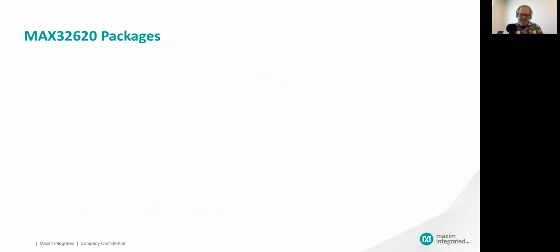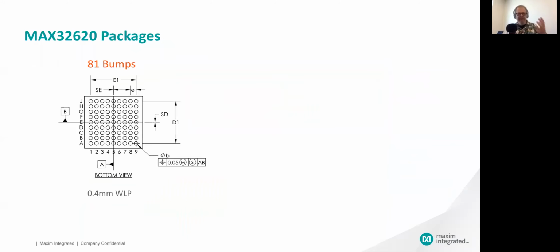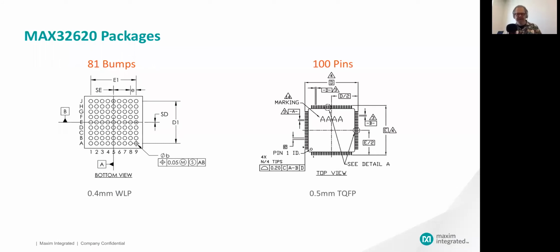Let's look at the outside. You can get this in 2 packages. One is for production use, we have a 4 by 4 millimeter WLP package. It's a 0.4 millimeter bump pitch. And if space is not an issue, then we have a 100-pin TQFP. Even though the WLP looks like it has fewer connections, you don't lose any connectivity, really. You lose some ground pins and a bunch of no connects, basically. But you lose no functionality in the WLP.